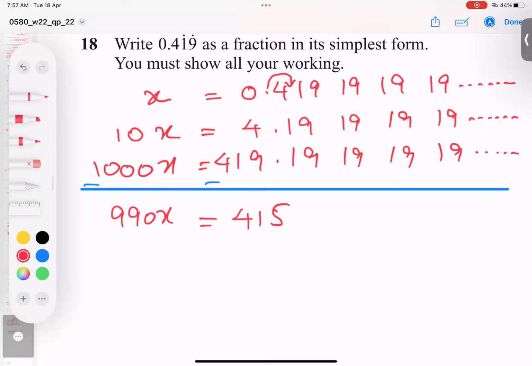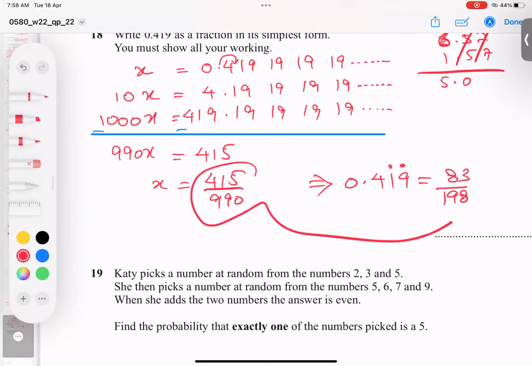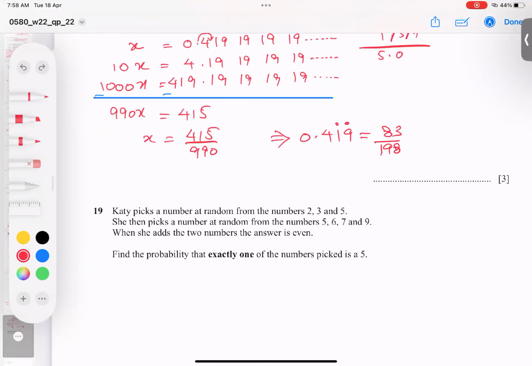And now this 990 will divide on the other side, and then you have to simplify. So 419 over 990. And when you simplify it, it is giving us 0.4192 recurring, this is 83 over 198. If you simplify them, you get this answer. So Alhamdulillah, Rabbil Alameen, this part is clear.